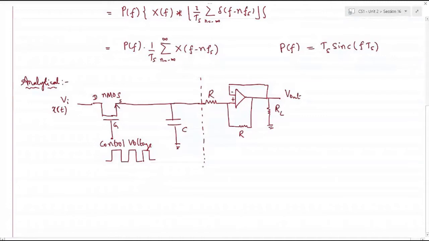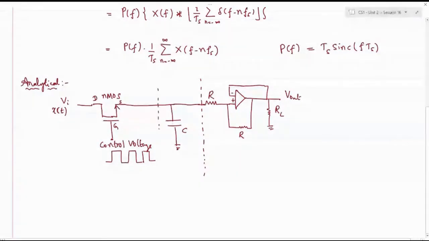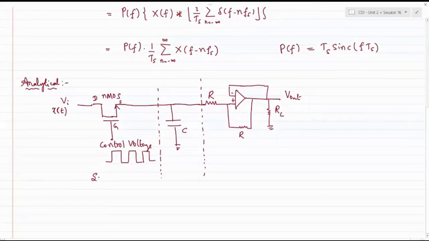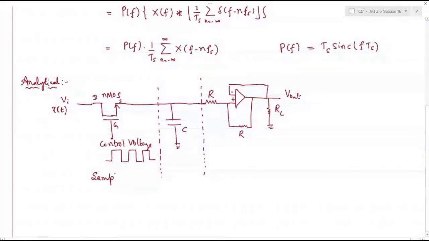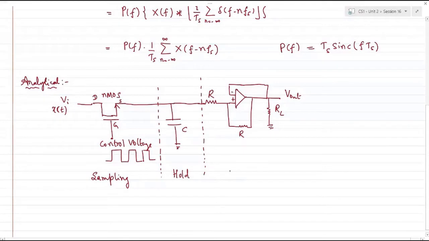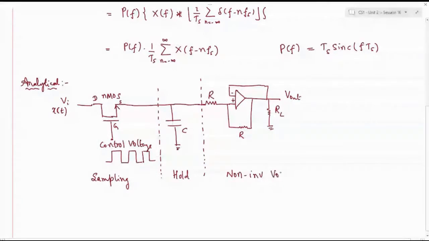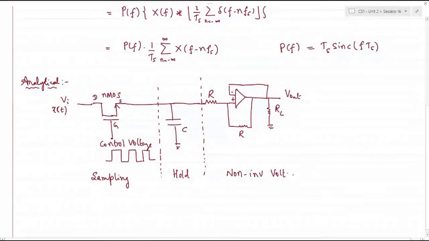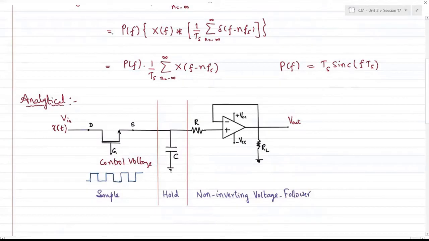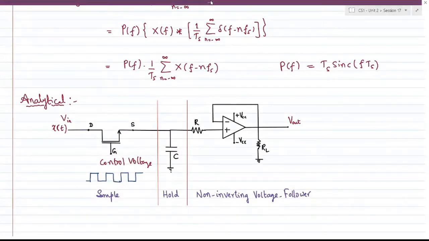I can divide this into three parts. This is for sampling, this is for holding, and this is nothing but your non-inverting voltage buffer. You have an NMOS connected to a capacitor.